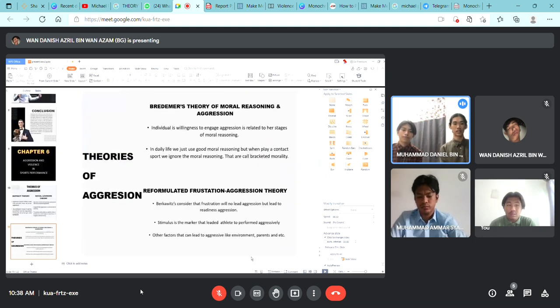The next is Bredemeier's theory of moral reasoning and aggression. The first point is that an individual's willingness to engage in aggression is related to her stage of moral reasoning.